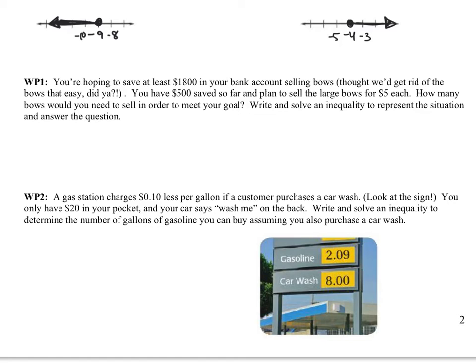So in word problem 1, we're selling bows again. This time we're only selling large bows for $5 each. Our hope is to save at least $1,800, and we already have $500 saved in our bank account. We're going to write and solve an inequality to figure out how many bows we would need to sell in order to meet our goal. The thing that I don't know is the number of bows that I'm selling, so I'm going to call the number of bows x.